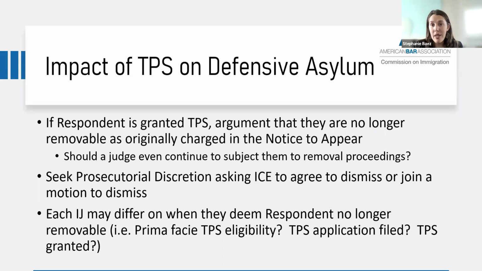One would be that you could seek prosecutorial discretion, asking the government attorney to dismiss or join a motion to dismiss because your client has a pending TPS. And each immigration judge might differ on when they say that it's appropriate to deem a respondent no longer removable. You might argue that just because your client is prima facie eligible for TPS and you've applied for TPS, the case should be dismissed. But maybe they'll say, well, no, we have to wait until we have receipt of the TPS application being filed, or until the TPS is actually granted. And that's going to be a determination of each immigration judge.